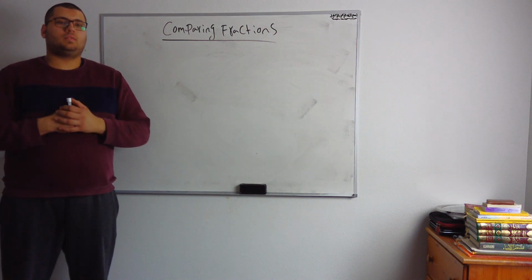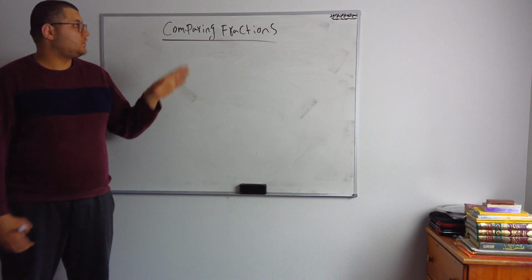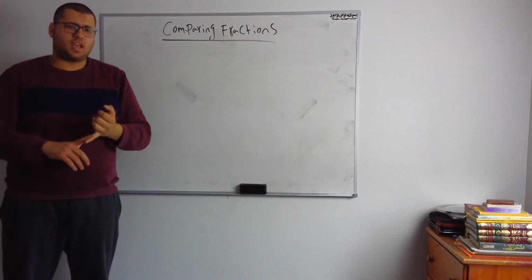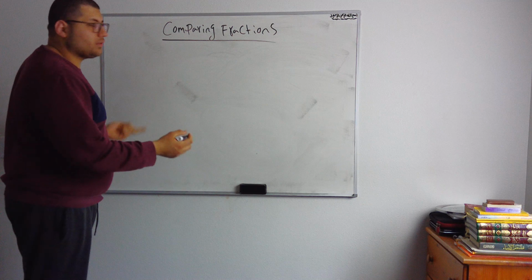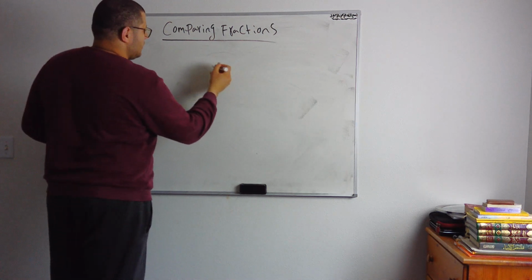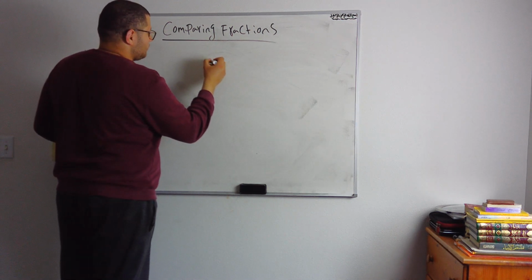As you can see in the title of the video, in this video we will cover comparing fractions with like and unlike denominators. Well, we know how a fraction looks. Let's try a simple fraction. Let's say 3 out of 4.